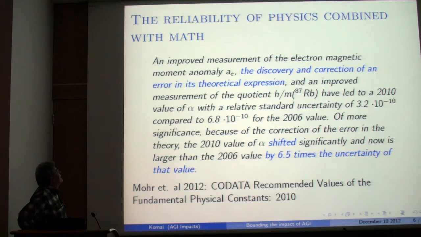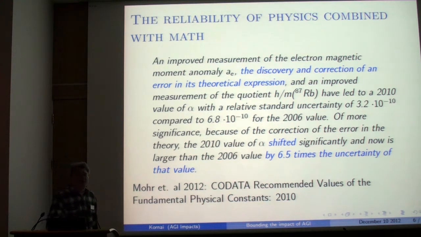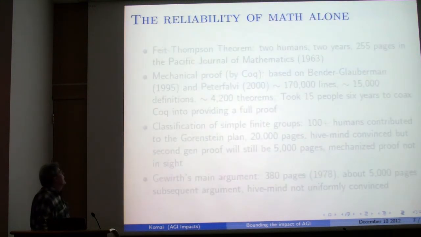The point is that there is this one value which changed. In fact, it shifted by 6.5 times the uncertainty that they had before. So actually, they sort of have egg on their face at this point. And the result, as they say quite plainly, was the discovery and correction of an error in the theoretical expression. Okay, so it wasn't even the measurements at all; it was the math. The logic wasn't quite thought through, and something needed to be fixed. Okay? And now look at the reliability of math alone.